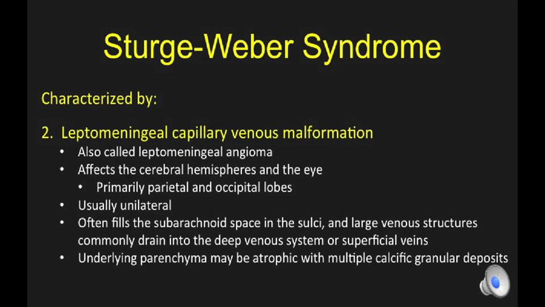Sturge-Weber syndrome is also characterized by leptomeningeal capillary venous malformation, also called leptomeningeal angioma. It affects the cerebral hemispheres and the eye, primarily the parietal and occipital lobes. It's usually unilateral and often fills the subarachnoid space. Enlarged venous structures commonly drain into the deep venous system or superficial veins. Underlying parenchyma may be atrophic with multiple calcific granular deposits.